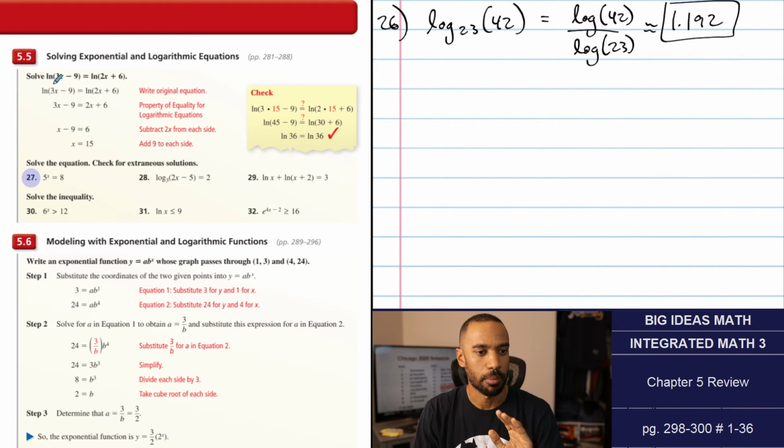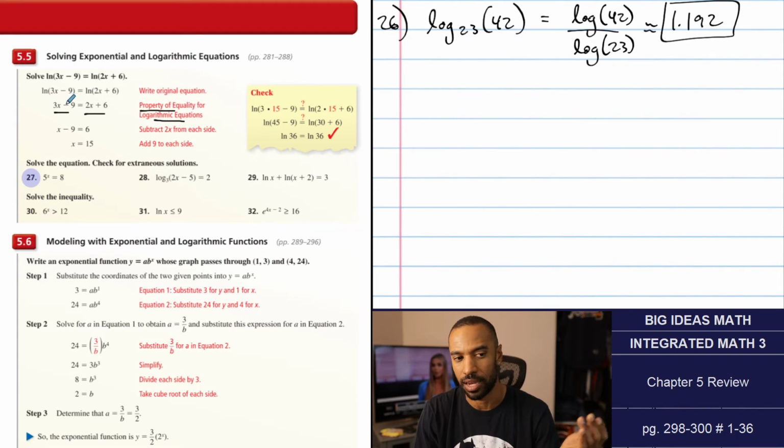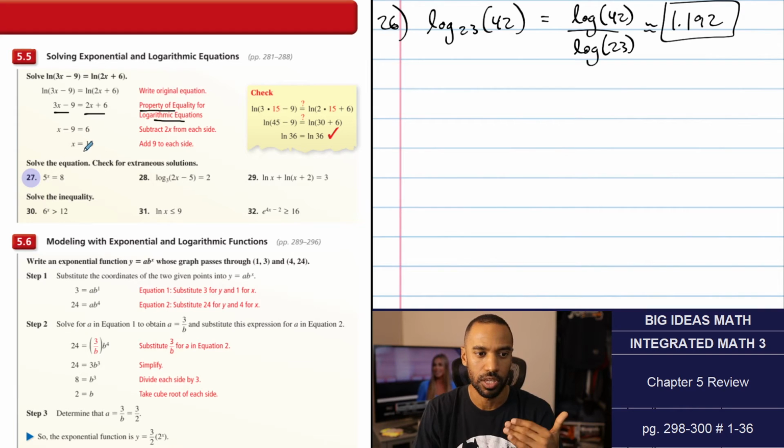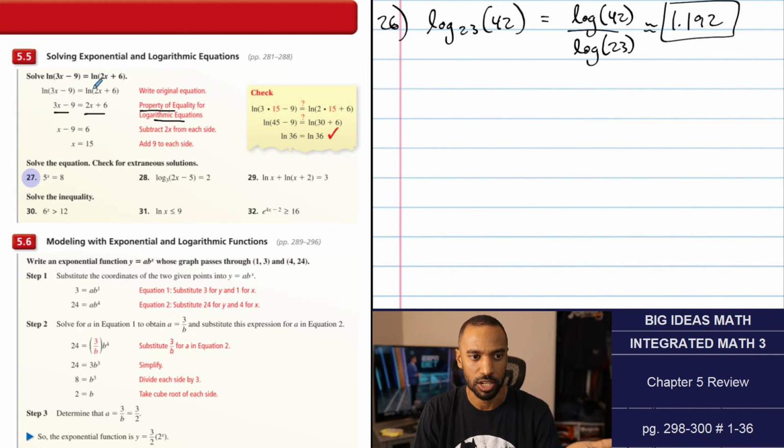Let's take a look at this example question. They have natural log on both sides. That means they have matching bases. This is the property of equality for logarithmic equations. If the left side and the right side have matching bases, you can set the insides equal to each other. The only way that this is possible, natural log of this equals natural log of that, is if this equals that. So we solve for x conventionally. You get x equals 15. They say double check, which is fine. 15 times 3 minus 9 is positive.